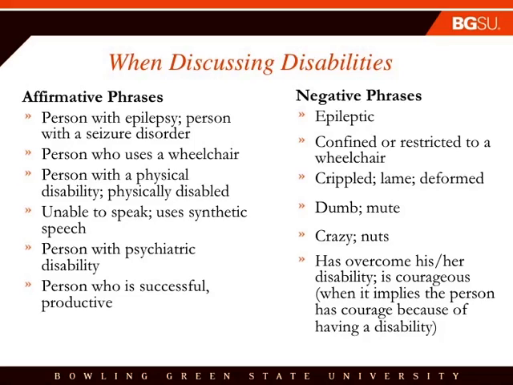Although it may seem commonplace to use the term epileptic when referring to a person with epilepsy, it is more appropriate to use the term person with a seizure disorder. It would seem obvious that terms such as crippled, lame, or deformed are inappropriate when describing people with a physical disability. Likewise, dumb or mute should not be used when referring to those who are unable to speak or use synthetic speech. And it has never been appropriate to refer to a person with a psychiatric disability as crazy or nutty as a fruitcake.